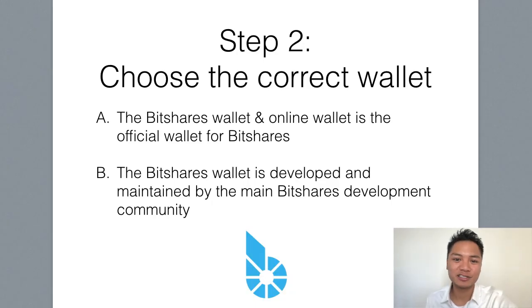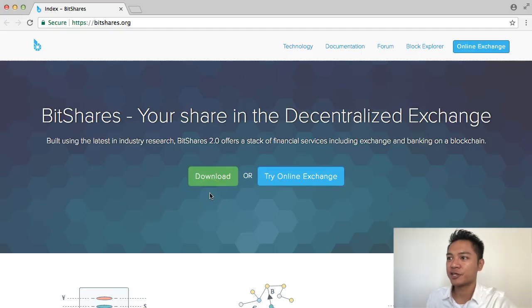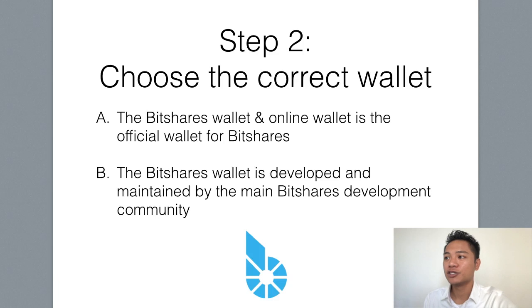The next step is to choose the correct wallet. So I'll go ahead and show you how to do that too. On this page, bitshares.org, there's a green button right here, which says download. We're gonna go ahead and click this download button right here. But before I go ahead and do that, I do wanna let you know that the Bitshares wallet and online wallet are the official wallets for Bitshares.